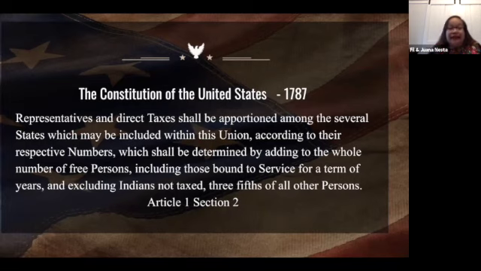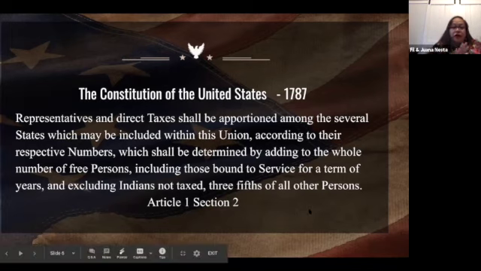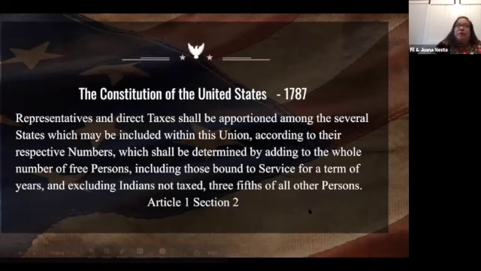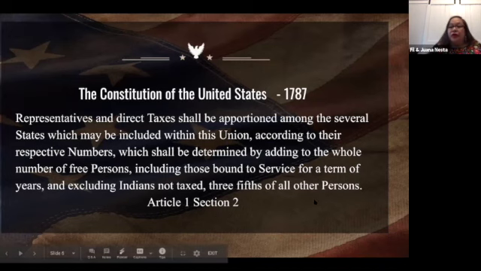Indians were completely excluded, and we heard about that a little bit when Lenore Stars came to talk to us. So I just want us to situate ourselves in the Constitution, where this began to set into trajectory what we now know as immigration.